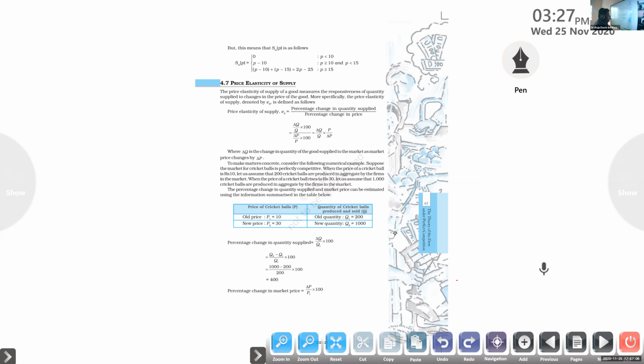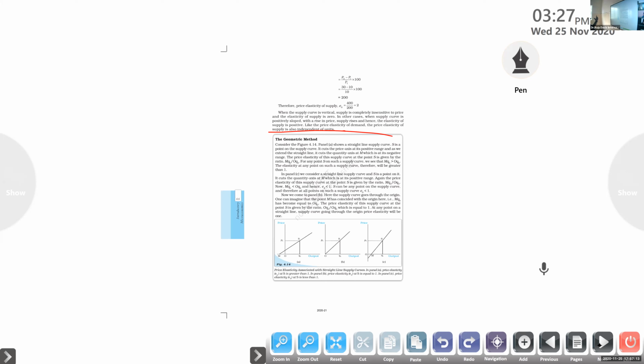Next, we are going to the geometric method. First of all, graphical method, numerical method. Now it is the geometrical method of the supply curve or price elasticity. Here we can find three curves. Assume this is the supply curve for panel A, this is the supply curve for panel B, and this is the supply curve for panel C.